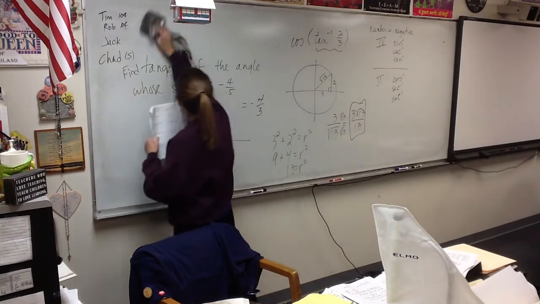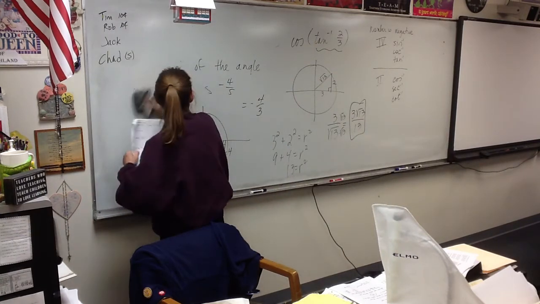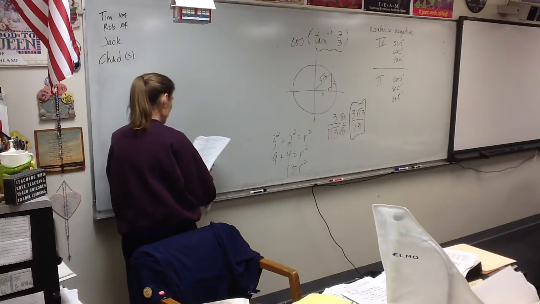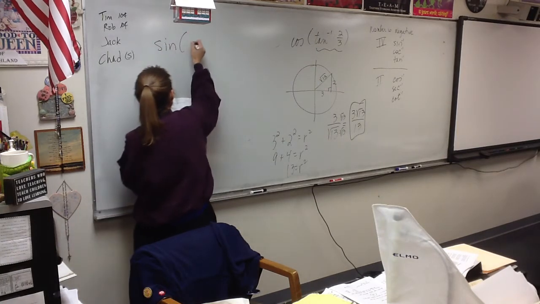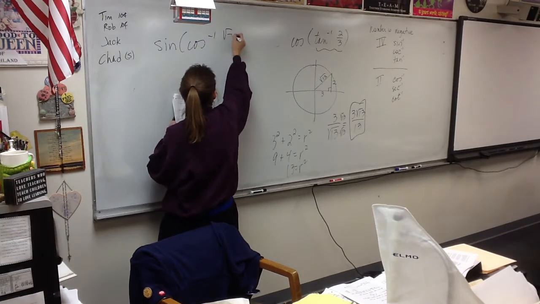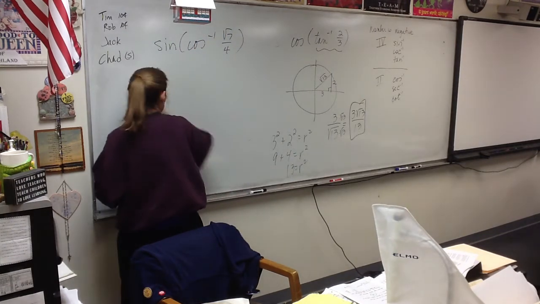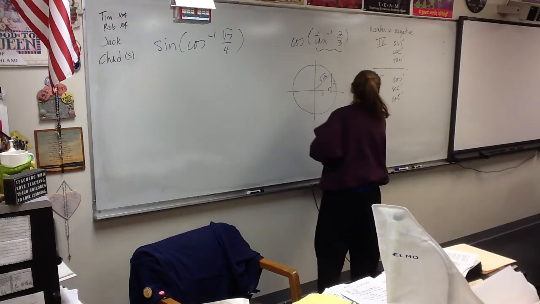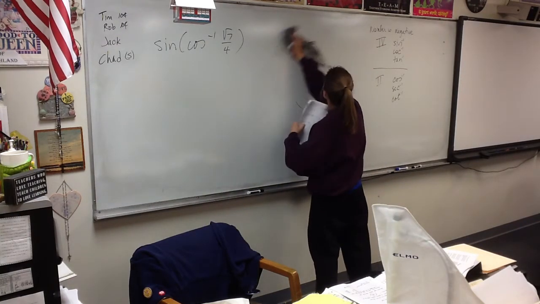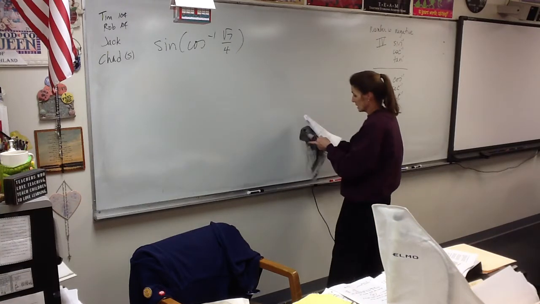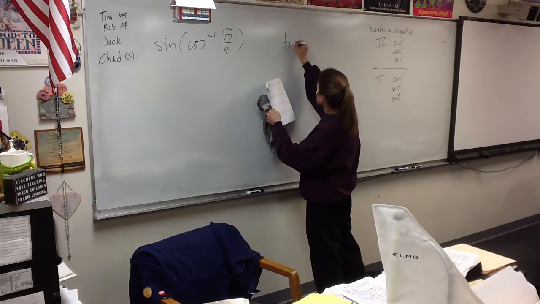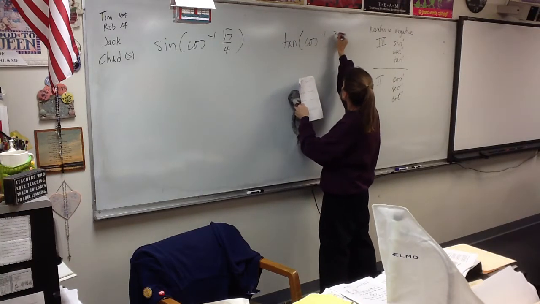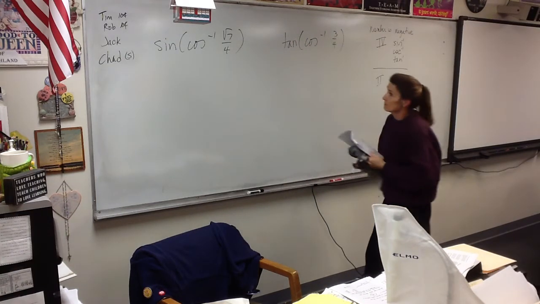Okay, 2 more real quick. Hopefully the tape won't run out of the video here. We'll find the sine of the angle whose cosine is root 7 over 4. And we'll find the tangent of the angle whose cosine is 3/4.